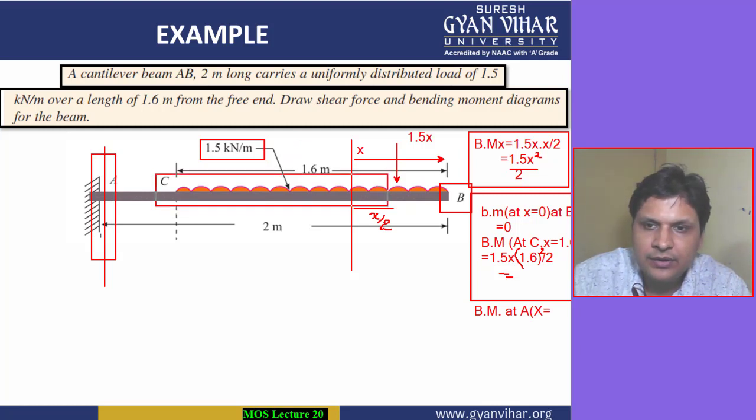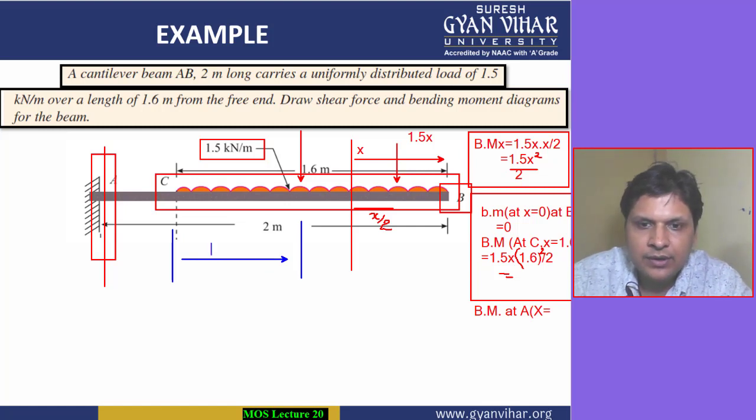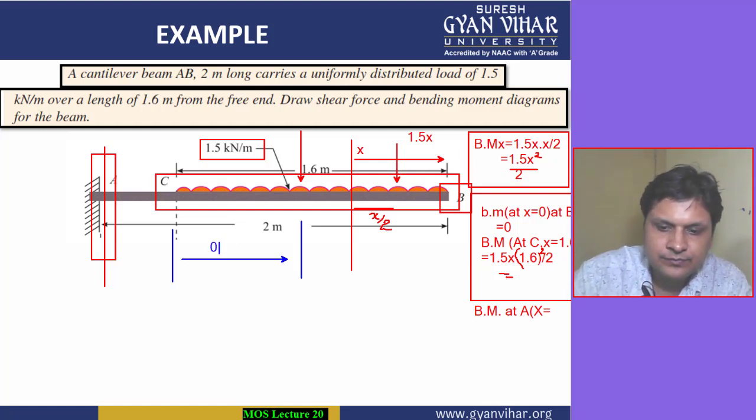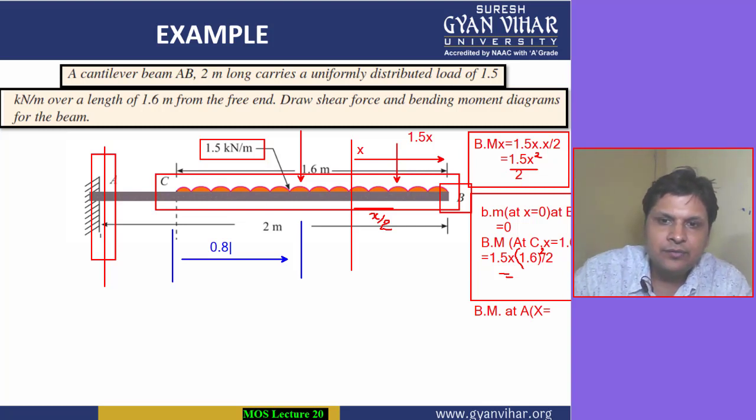At this center of this UDL, where will it be? It will be at its center. From here to here, the distance is how much? 1.6 divided by 2, that is 0.8. And you will add the remaining distance from here, but the remaining distance is not given to you.